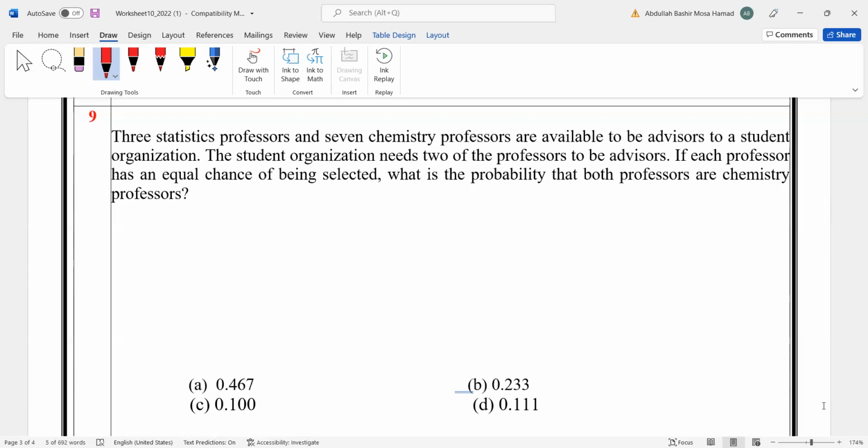For the hypergeometric distribution, we have 3 parameters: K, N, and n. N means the total number of the population. The total number is 3 plus 7, so the total is 10. This 10 can be divided into 2 parts. 3 is K, for example, and 7 could be N minus K.